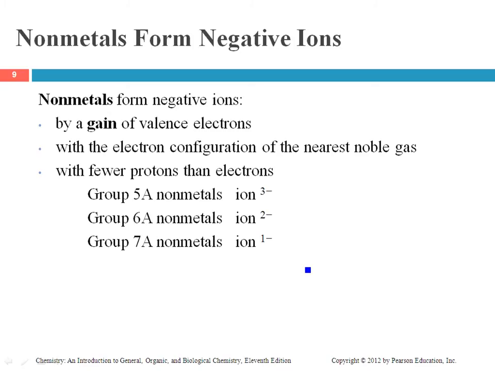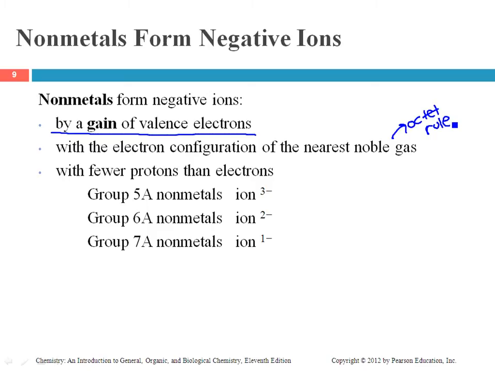It's the opposite for nonmetals. Nonmetals, remember, to the right of our stair step on the periodic table, form negative ions because they want to gain electrons. If you gain negative charge, then they're going to form negative ions. And they do this so that they can have the configuration of the nearest noble gas. So once again, this is just the octet rule.